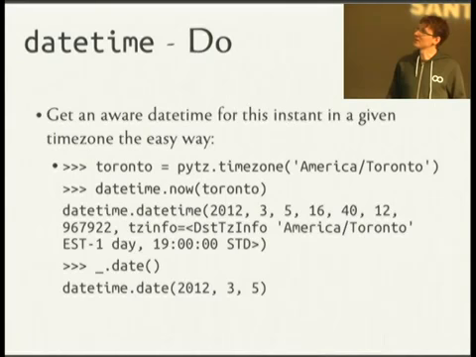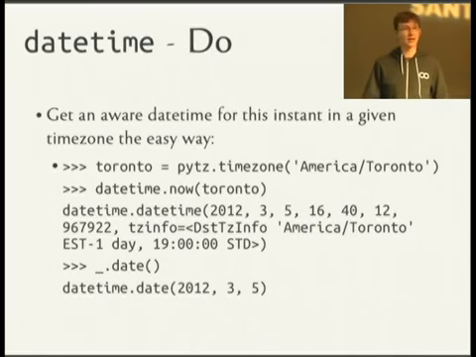And do get an aware datetime for this instant in a given time zone by saying datetime.now and handing it a time zone. That's actually a beautiful way to find out what time it is now in a given place. And you can get the date in a given place like that. You think, isn't that easy? Well, not so much if you're in Australia. Usually it's the next day there.